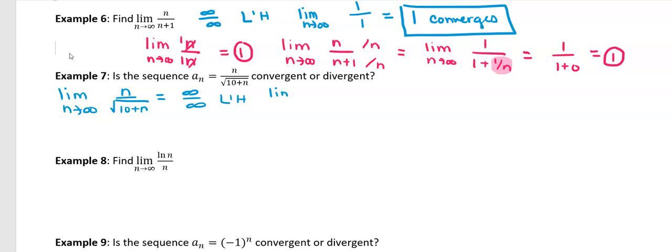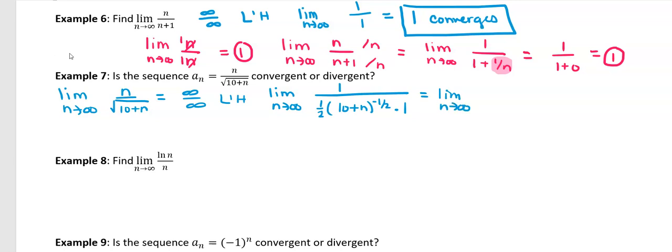So we need to apply L'Hopital's rule by taking the derivative of the numerator and the denominator. The derivative of the numerator is just 1. The derivative of the denominator is going to be a chain rule. So we're going to have that 1/2 in front from the derivative of the square root. The inside remains the same, to the negative 1/2 power, times the derivative of the inside, which would just be 1. This, of course, can be simplified a bit.